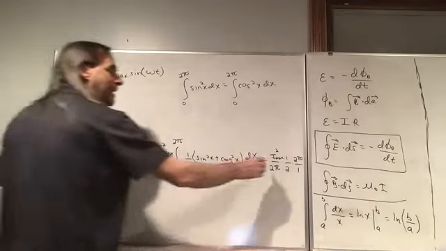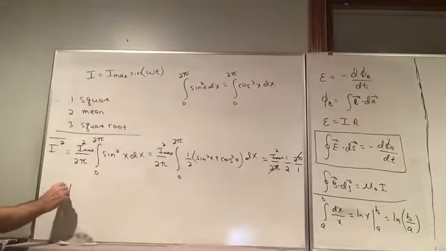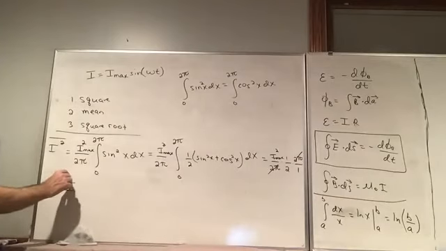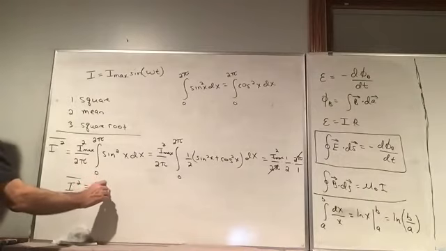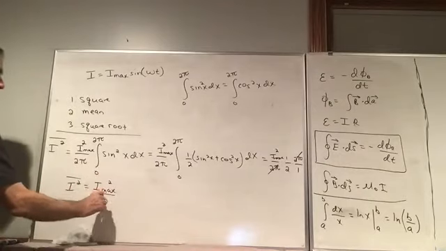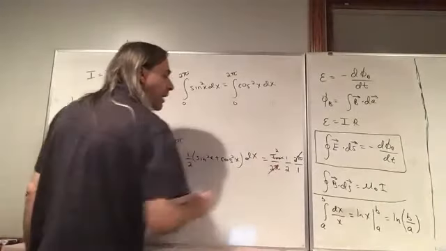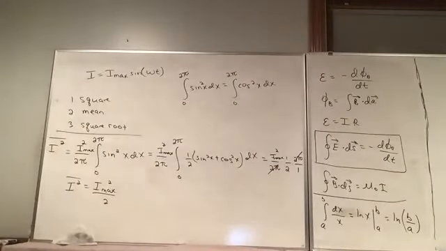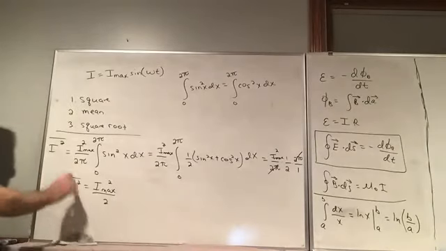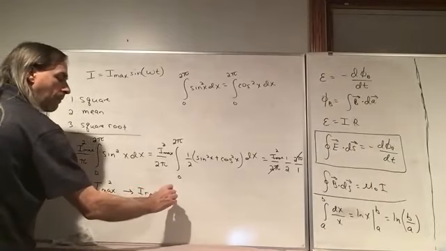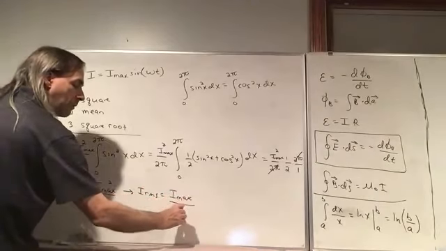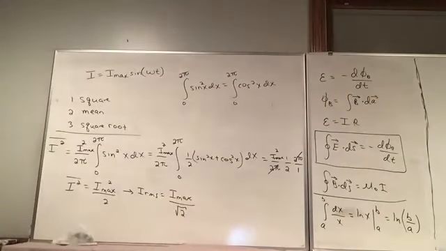These two pi's cancel out. So we have I squared, the average value of that is I max squared over 2. We get I max squared over 2. And then the RMS value is just the square root of this. So the RMS value of the current is the maximum current divided by the square root of 2.